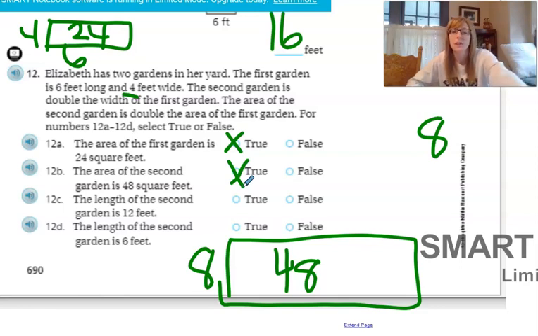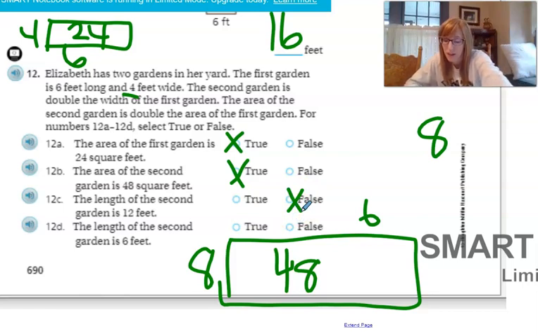Well, I don't see 12 feet up there, do you? I do see a 6 and an 8. So that one would be, hopefully you're seeing that that one is false. And the length of the second garden's feet is 6 feet. Hopefully you're seeing that that is true.